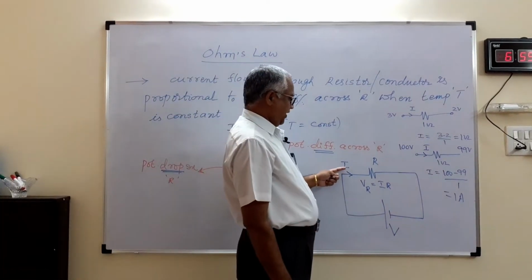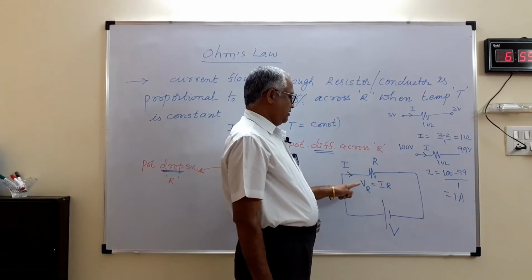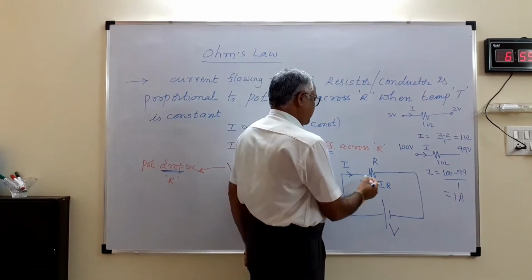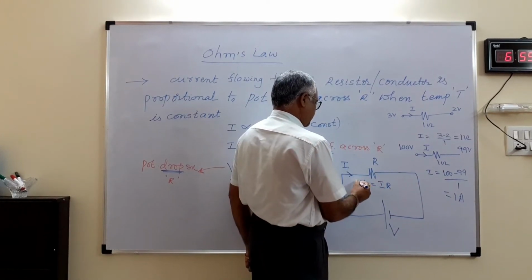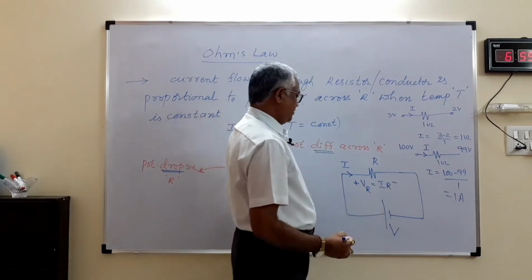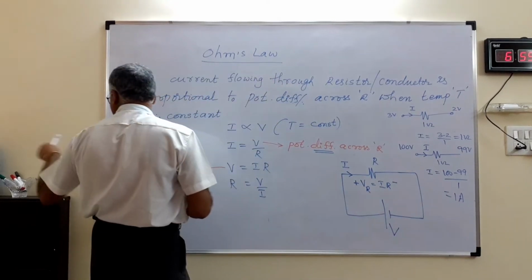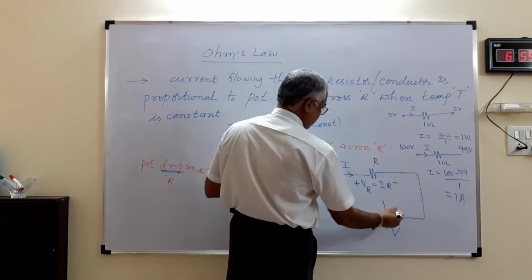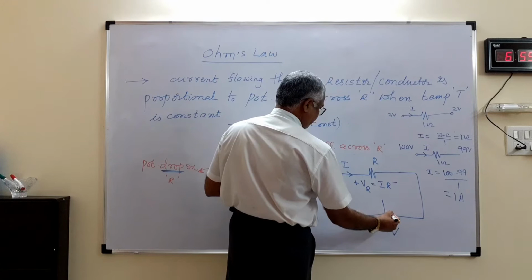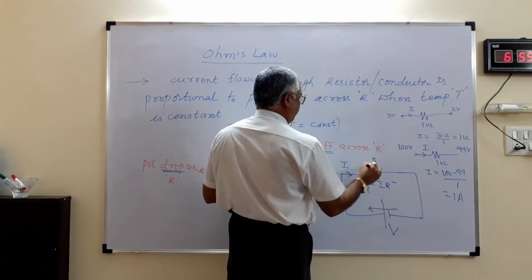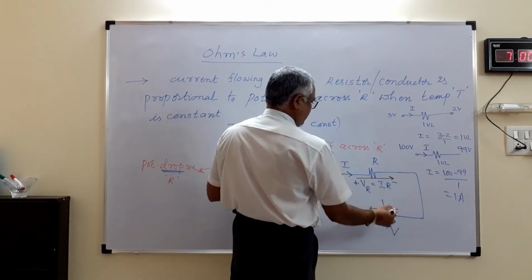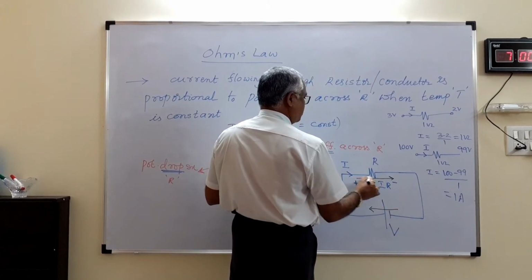So therefore I depends on V by R, and the drop depends on I into R. Then this voltage will have a polarity. Always take this side positive, this side negative. And also remember, we are talking about conventional current. Conventional current will flow in the source always from negative to positive, whereas in the resistor it will flow from positive to negative. Here negative to positive, here positive to negative.